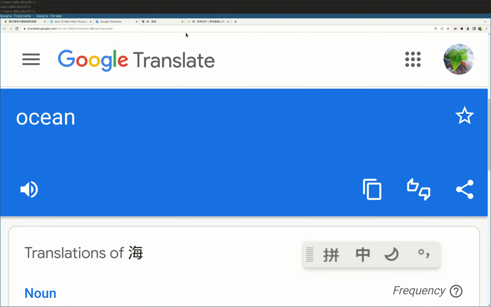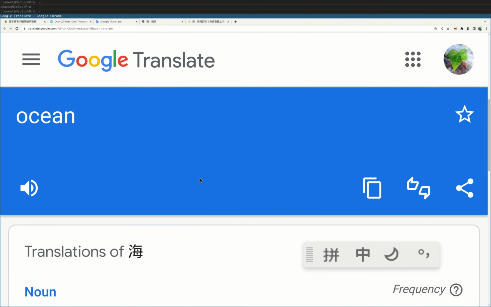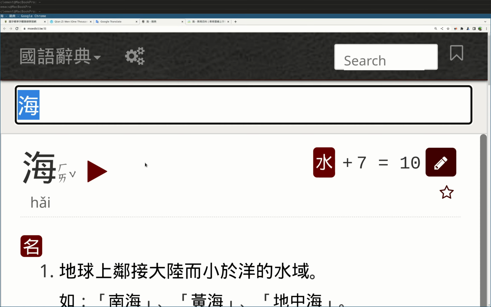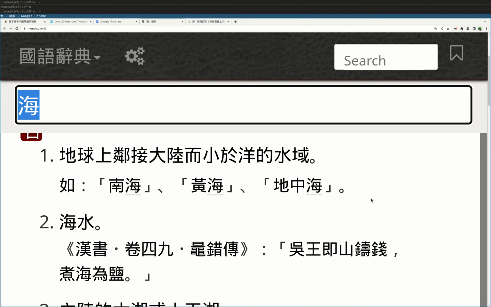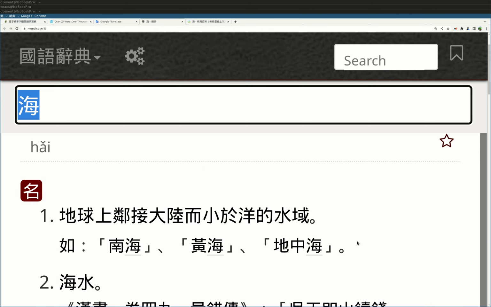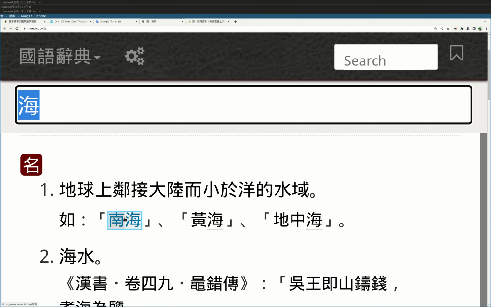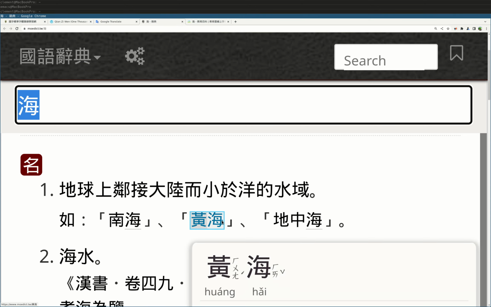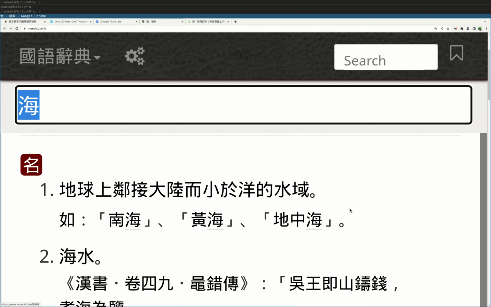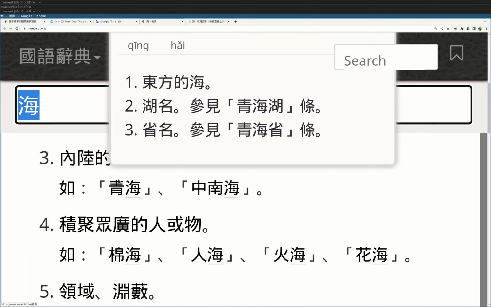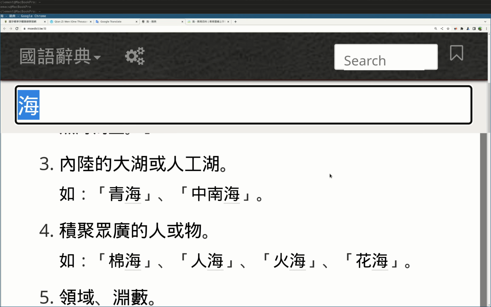This time, Google Translate is better than the translation in the National Dictionary of Taiwan, because in this one they have a very detailed explanation in Chinese about the character hai. For example, Nanhai, South Sea, Huanghai, Yellow Sea, Mediterranean Sea, 地中海, 海水, 青海, 中南海.